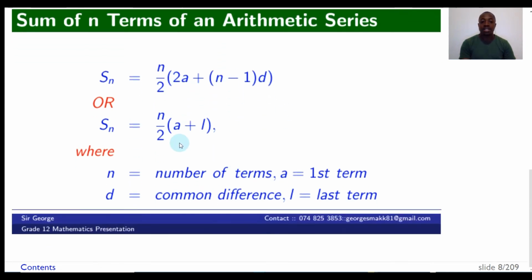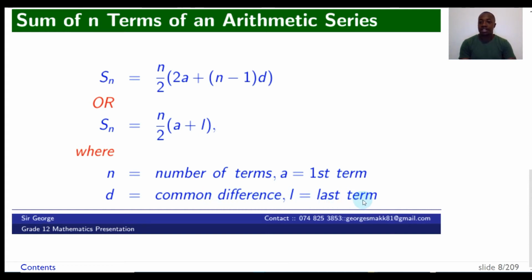But what are these that we are seeing here? N refers to the number of terms. So the questions will come and say, find the sum of the first 10 terms. N is representing the number of terms that you are summing up. And A is representing the first term. D refers to the common difference, and L to the last term.